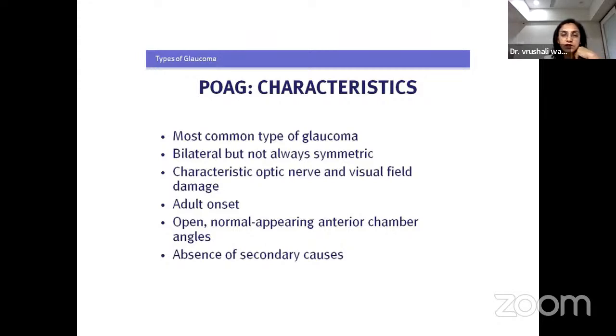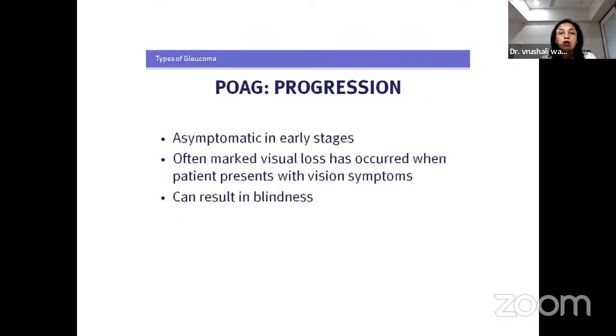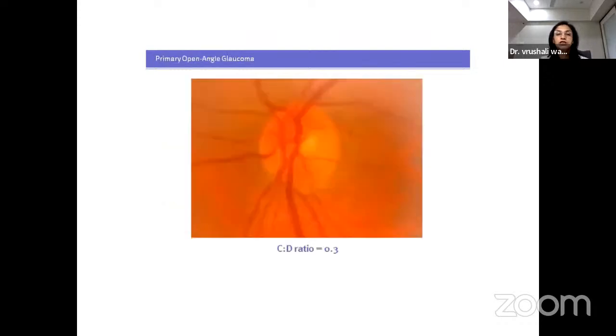So we can miss this glaucoma unless we do a thorough examination when patients come to us for a refractive error checkup or with another complaint. In gonioscopy, obviously the angle is open, and there is no secondary cause of raised intraocular pressure, so we have to rule that out. As I told you, this is important because it is a chronic and progressive disease, and patients are asymptomatic in the early stage, so we need to be more careful about such diseases.